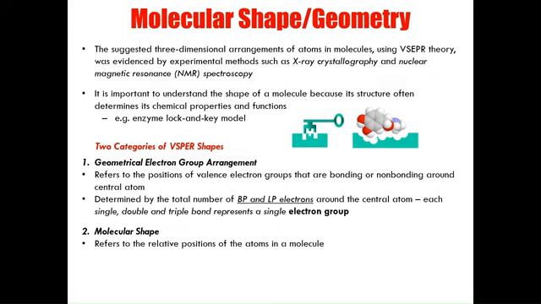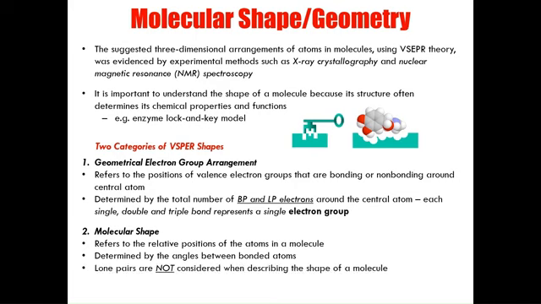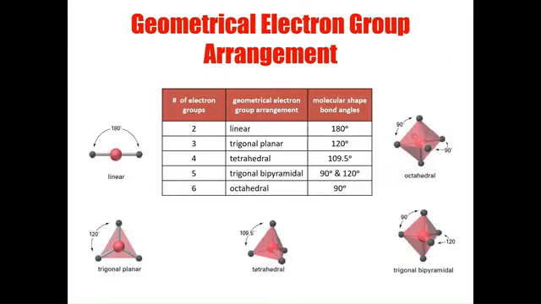This category refers to the relative position of atoms in the molecule rather than the electron groups, and is determined by the angles between the bonded atoms. What sets this category apart is that lone pairs are not considered when describing the shape of a molecule. Let me use this slide to clarify.